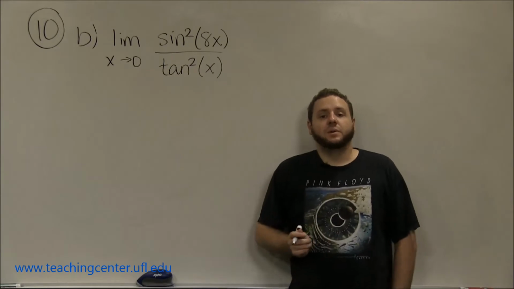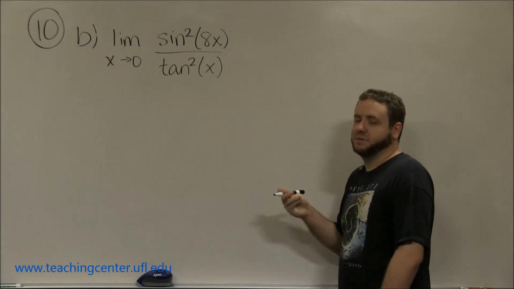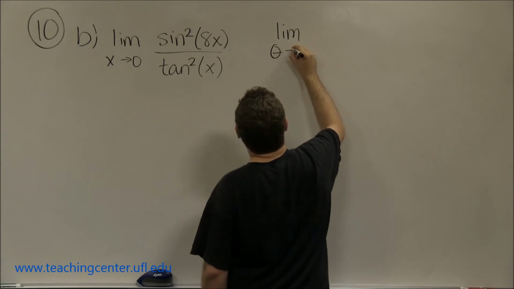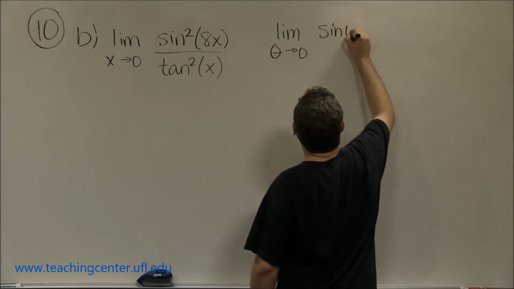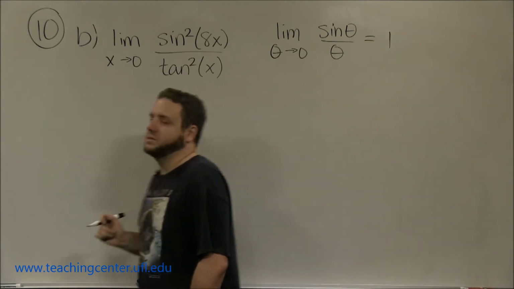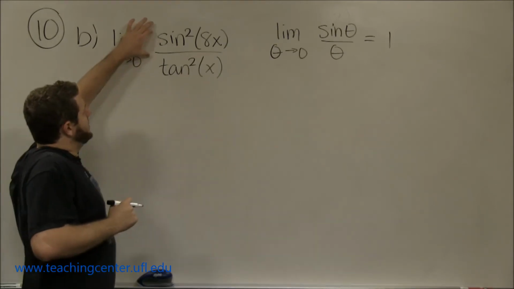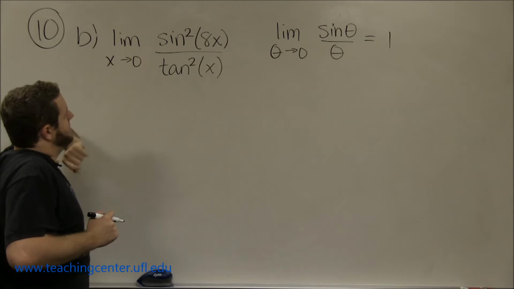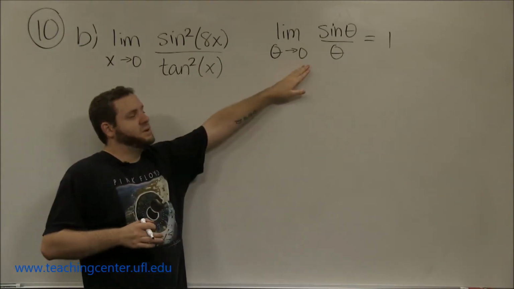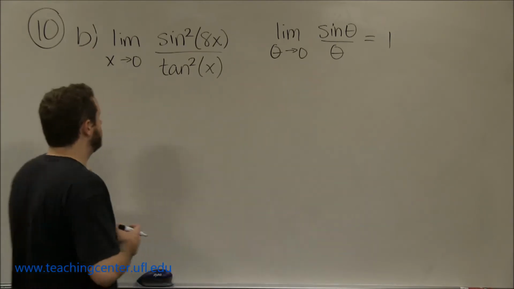In problem 10b, we're evaluating another trig limit. In this case, we're still going to need the identity we used in part A, which is the limit as theta goes to 0 of sine theta over theta is equal to 1. This limit is going to be very important in answering this problem. Here we have the limit of sine squared of 8x over tan squared of x. We can see we don't really have this form in the problem just yet. We need to create that by working with the algebra.